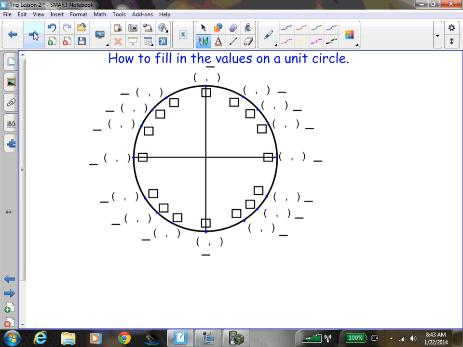Now, the next thing that we're going to do is go over how to fill in the values on a unit circle. At the beginning of class, I gave out to you this little sheet that says for practice only, so you didn't have to write it in. I did give that to you, right? If you'll take that out, we're going to talk about what you're going to have to do on the quiz.